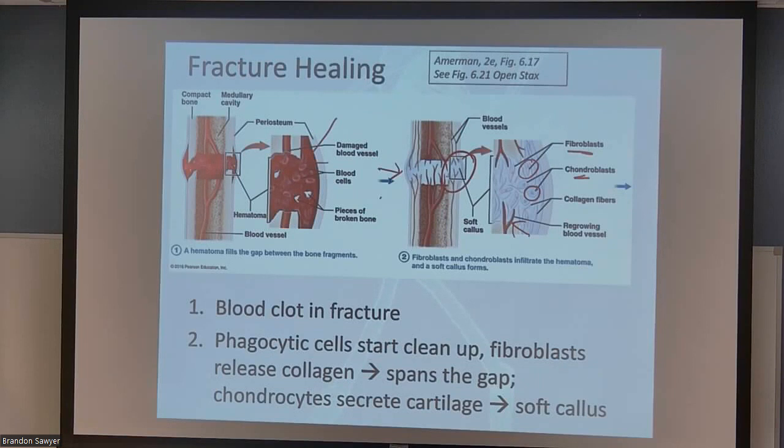And then the collagen actually will span the full gap of the crack in the bone. And I don't have it here on the slide, but there's other little proteins inside there called actin and myosin, which are motor proteins, which actually will kind of span the gap and help pull that bone back together a little bit, which is kind of a cool part of the process.